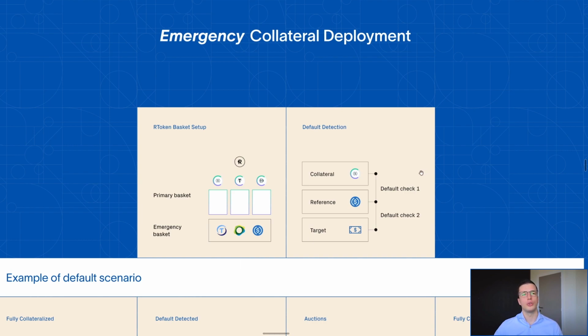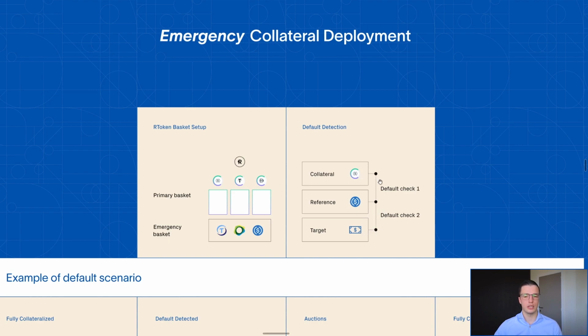The way the protocol detects these defaults is as follows. Each collateral token, in its collateral plugin, has a reference asset and a target asset. For example, if the collateral token is cUSDC, then the reference asset is USDC and the target asset is USD. In this case, the protocol does 2 default checks. It checks the relationship of the price between cUSDC and USDC, and it does the same for USDC against USD.